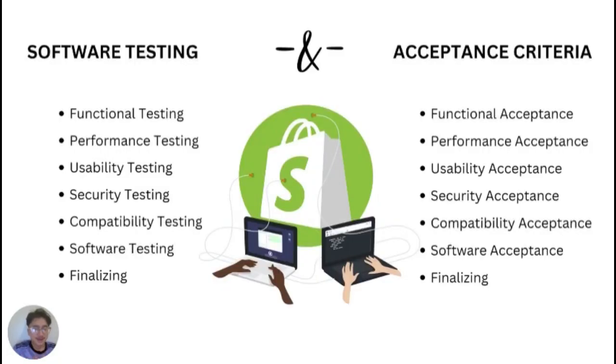Today I'm going to explain three crucial aspects of software development: software testing, acceptance criteria, and the proposed deployment strategy. Let's start with software testing. Software testing is essential to ensure the quality and reliability of our software product. We employ various testing methodologies to validate the different aspects of our software.